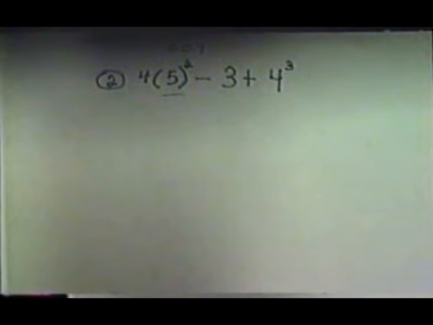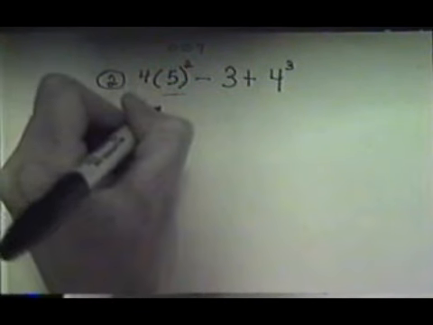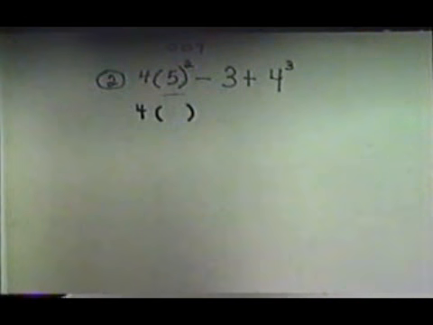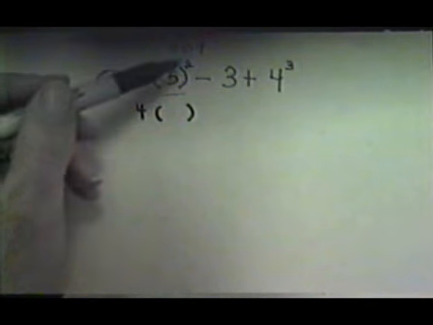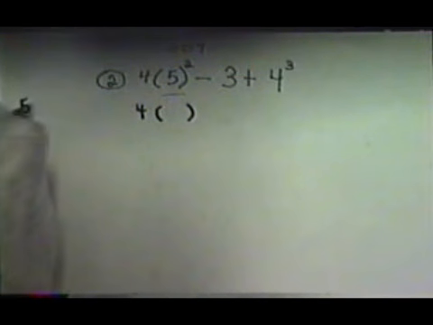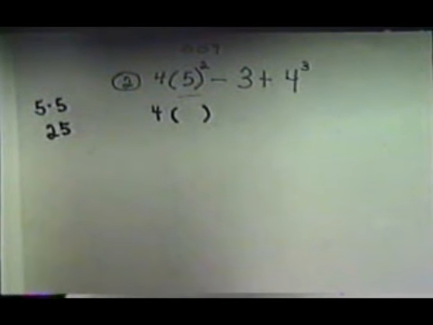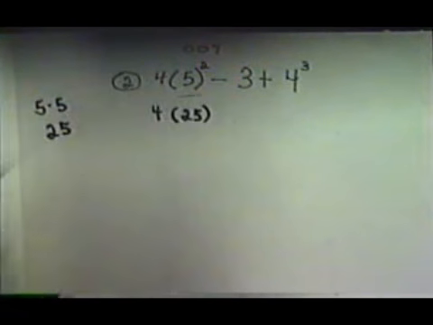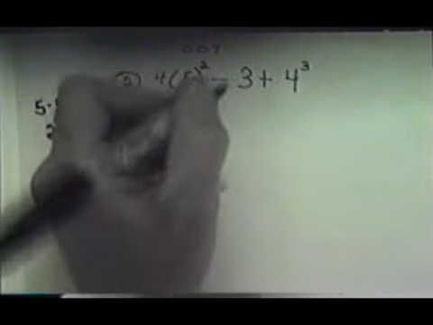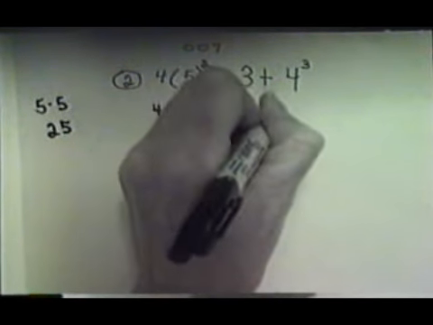So let's do that. I write the rest of the problem down the way it was. I write my 4. And then when I come to my 5 squared, I want to write that answer down. This means that 5 is a factor twice. So what I need to do is make 5 a factor twice. And that gives me 25. So I want to fill in 25 as my answer here. And copy the rest of the problem down just as it was.